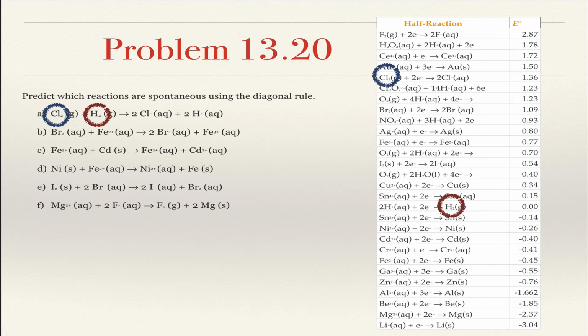And the rule is, as you go from the species that's being reduced, as you go from the oxidizing agent from left to right, if it's a downward and to the right relationship, the reaction is spontaneous. So this would be a spontaneous reaction because as we trace from the species that's being reduced to the species that's being oxidized, that's down and to the right, the reaction is spontaneous, and there really isn't anything more to the diagonal rule than that.